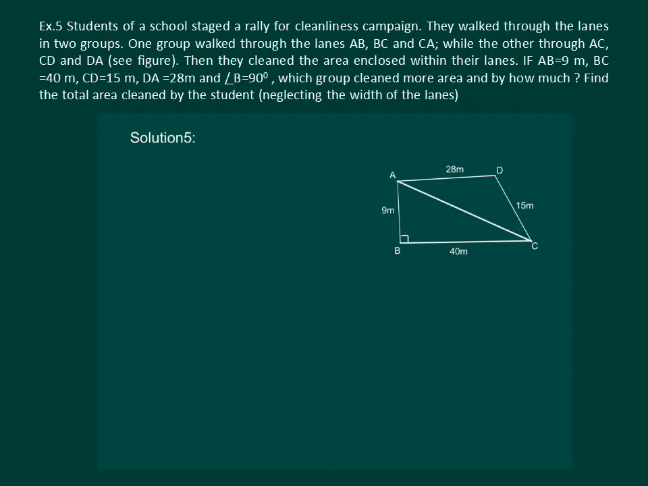It is very easy to find the area cleaned by the first group, as we can see that ABC is a right triangle, and area of triangle ABC is equal to half into base into height, and this comes out to be half into 40 into 9, which is equal to 180 meters square.